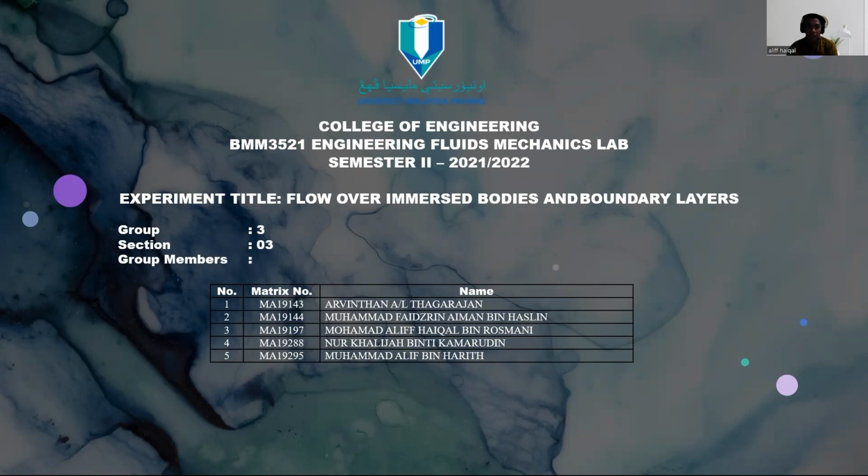Today I will present the Engineering Fluid Mechanics Labs experiment titled Flow over Immersed Bodies and Boundary Layers. We are from Group 3 and the session is 03. This is our group members, and my name is Muhammad Alifai Kabir Rosmani. My metric number is MA19187.